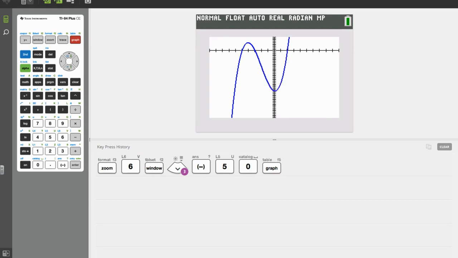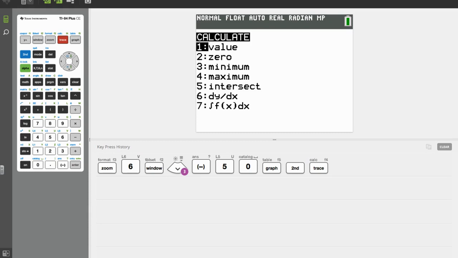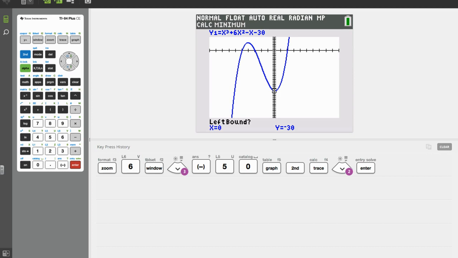So now we're going to calculate the minimum. We're going to go to Second Trace. And remember, the buttons are being highlighted in red on my screen, so you know where to look for them. And I'm looking for the minimum, so I'm going to pick number 3. I have to move my little spider a little left of the minimum and hit enter. Move it a little right of the minimum and hit enter. And then when it says guess, we just hit enter again. And there we have our minimum value. So we're looking at 0.08, -30.04.